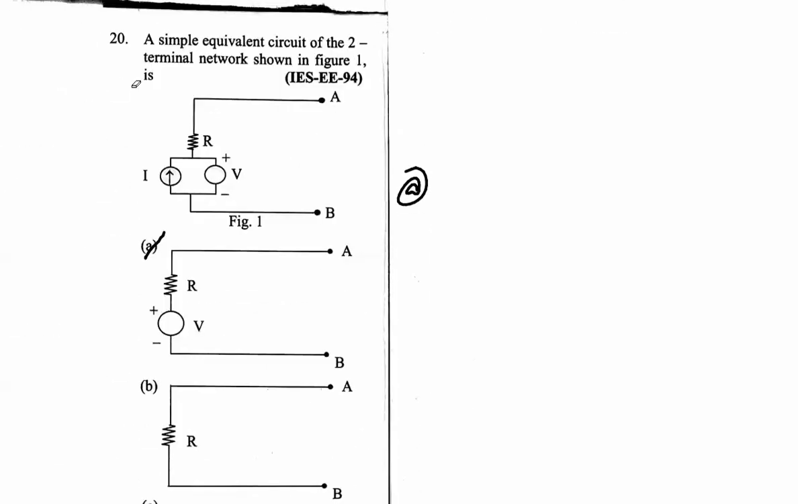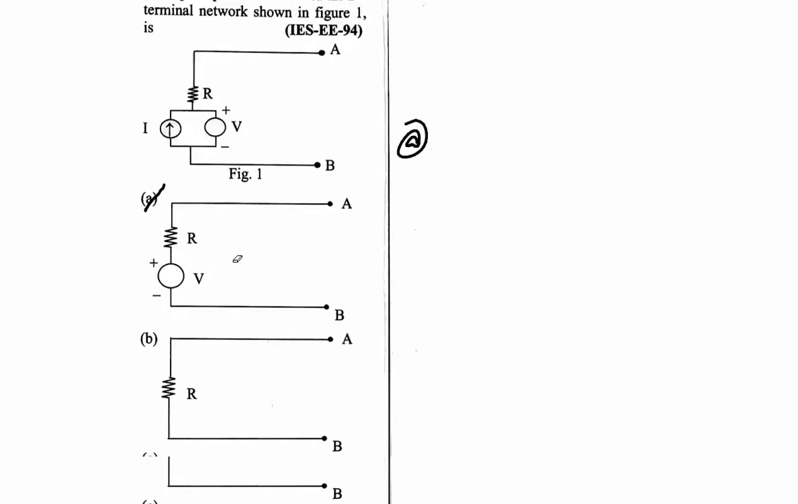And next one, a simple equivalent circuit of the 2 terminal network shown in the figure. So we need to find the equivalent. As we discussed earlier, a voltage source in parallel with any current source can be represented as a voltage source only. So the current source is going to be redundant here. That means a voltage source with the resistance. So this is the equivalent network.